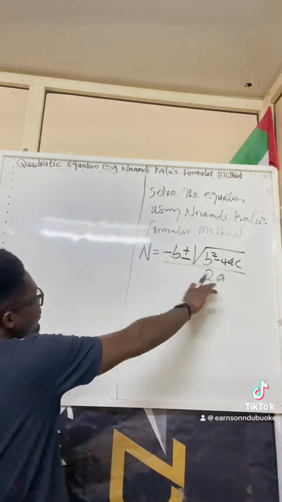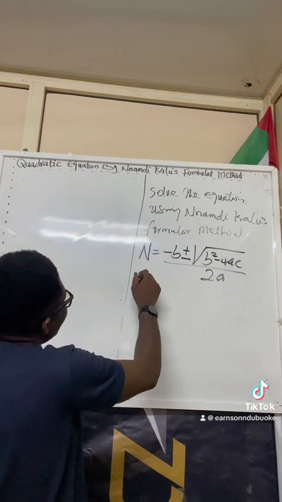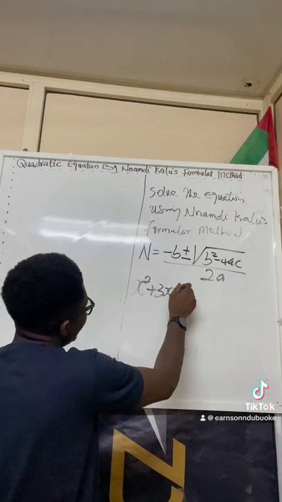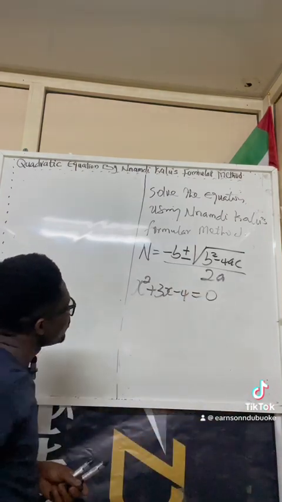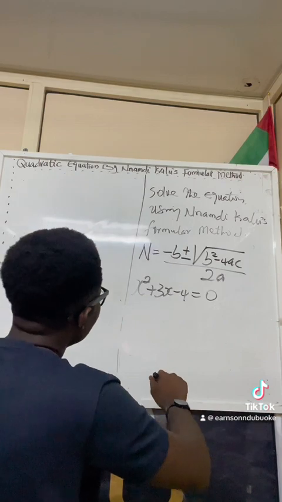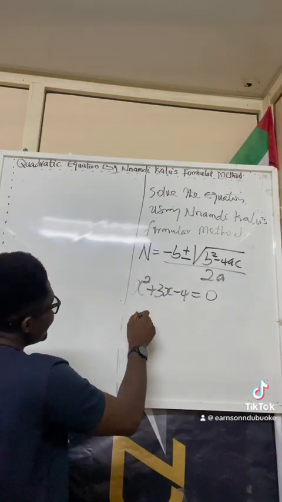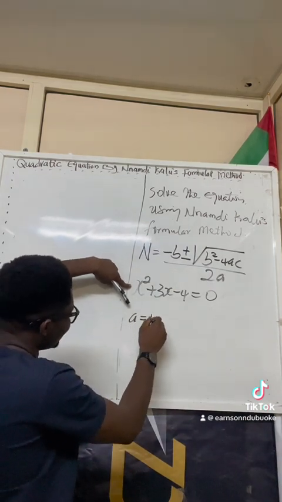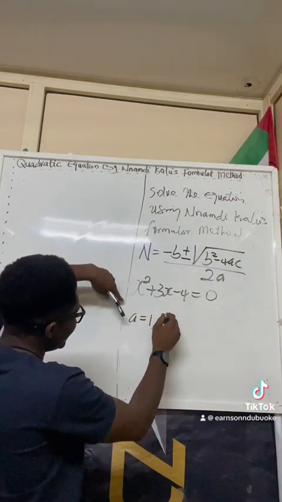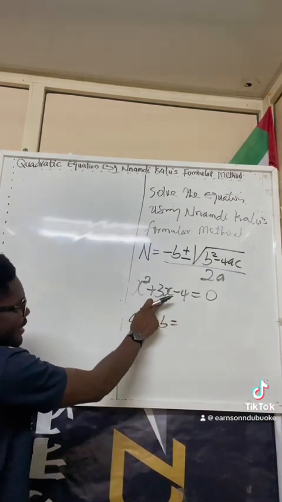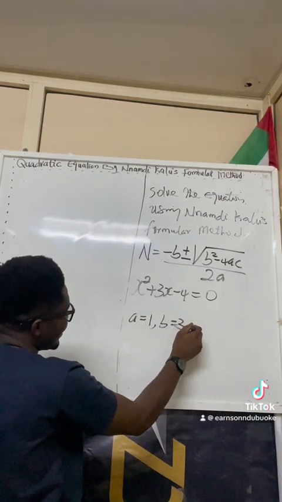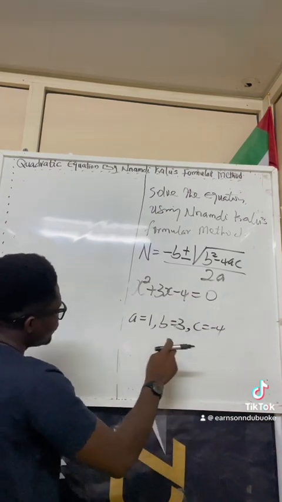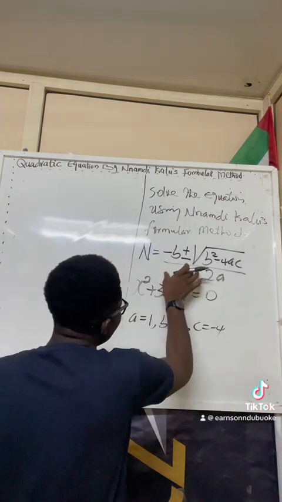So here, let's use this formula to solve this problem. We have x squared plus 3x minus 4 equals 0. We are asked to use this formula to find the solution. So here we have that a is equal to the coefficient of x squared, which is 1, and b is equal to the coefficient of x, which is 3, and the constant, which is c, is equal to this constant here, minus 4. So we are going to use this now to substitute in this formula.